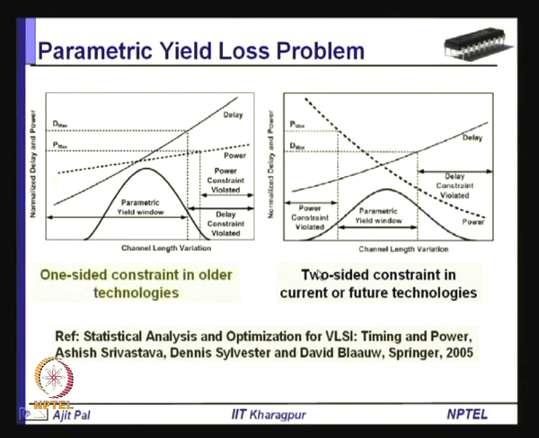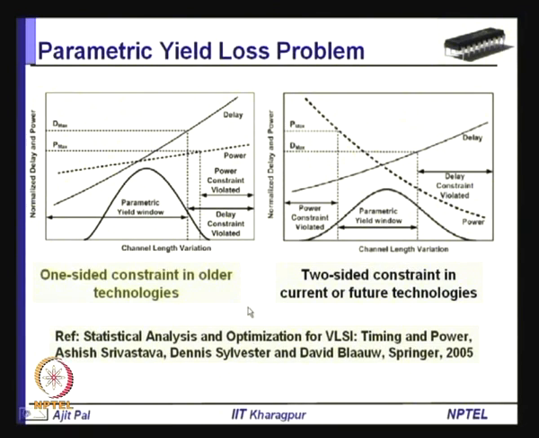And this particular thing has been taken from the paper by Ashish Srivastava, Dennis Sylvester and David Blaauw. The paper is Statistical Analysis and Optimization of VLSI Timing and Power.